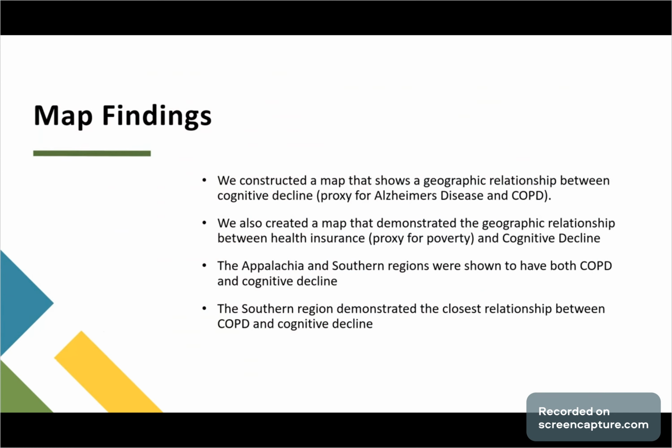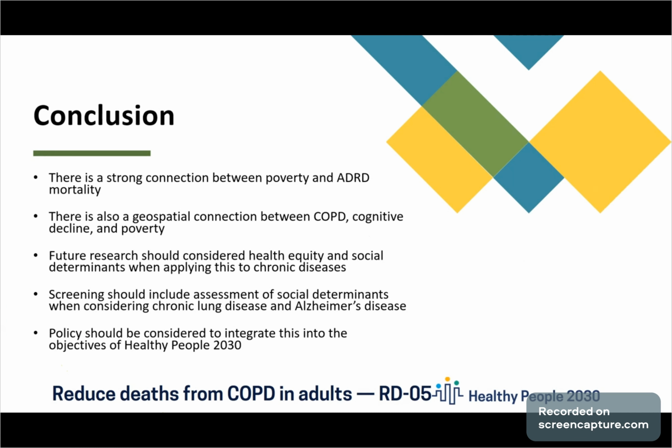All right, so let's get through these map findings. I already went over that. So here's the conclusion. There is a strong connection between poverty and Alzheimer's disease mortality. That's a novel finding. In a model to show that, I mean, you can kind of say that, but in a model to show that in a Cox regression hazard ratio, that is something unique. And so from a geospatial context, if these relationships still exist, and our findings said that, yes, there was a relationship between poverty income ratio, COPD, and Alzheimer's disease related deaths.